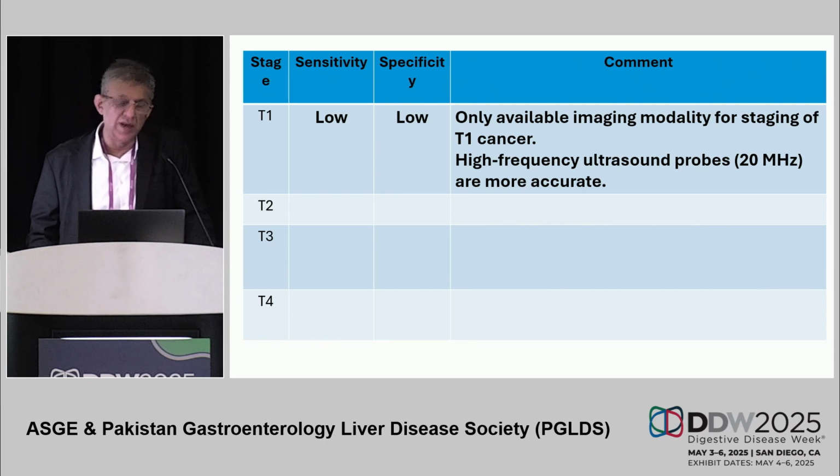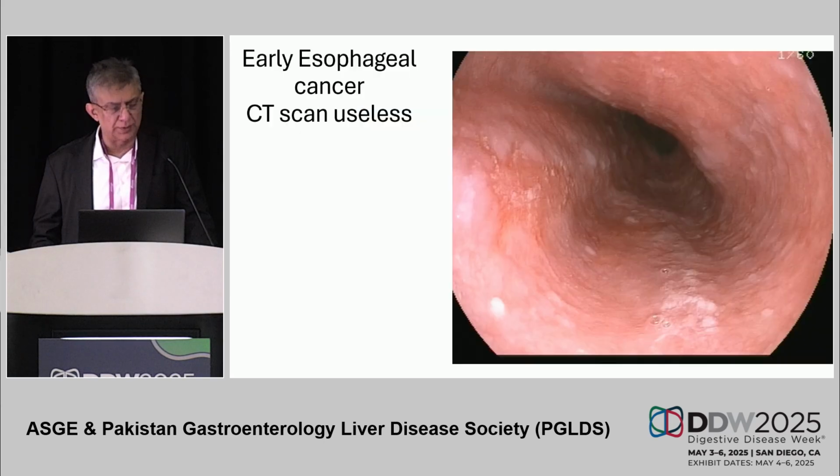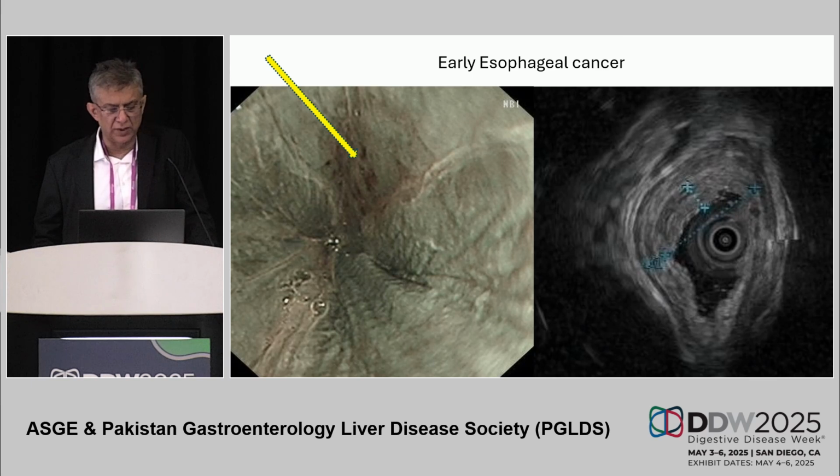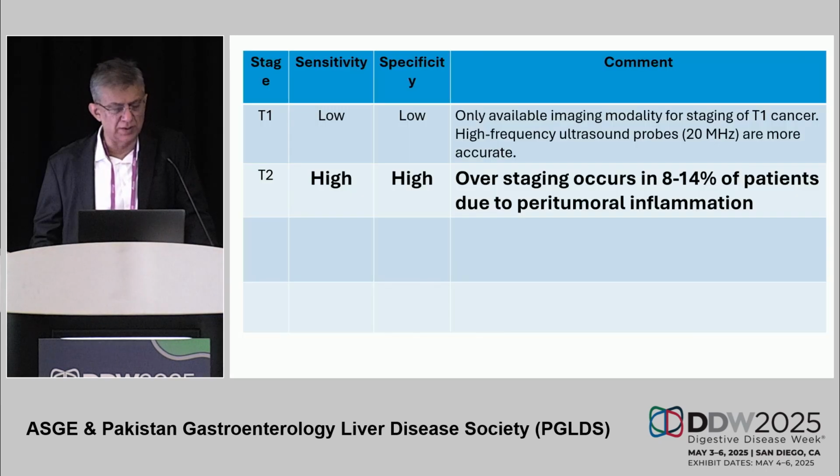The only available imaging is endoscopic ultrasound, and high frequency endoscopic ultrasound probes are used for early esophageal cancer, and that is what we use for early esophageal cancer staging. And this is the line. We use a thin probe or mini probe for evaluation of early esophageal cancer.